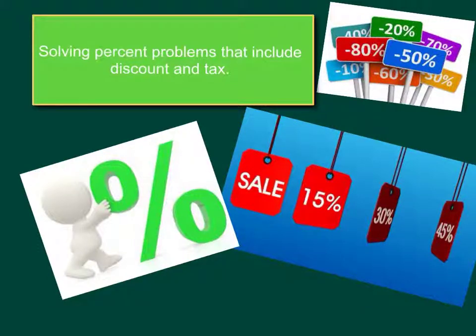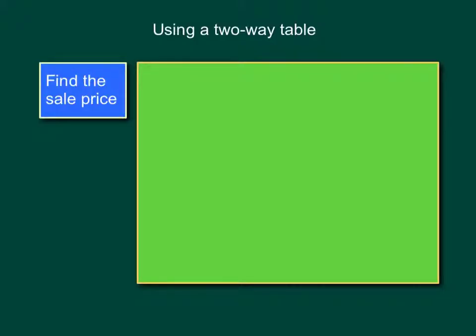In this video, you will learn about solving percent problems that include discount and tax. When you come across a word problem that asks you to find a sale price or a tip amount or a tax amount, and then they give you a percentage, one strategy is using a two-way table. And a two-way table just looks like setting up a ratio.